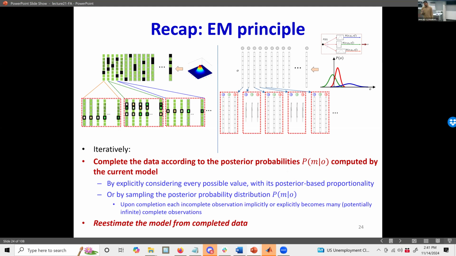And now the second one is EM. What was the basic idea behind expectation maximization? Anybody remember? You had incomplete data, right? So what did we do?